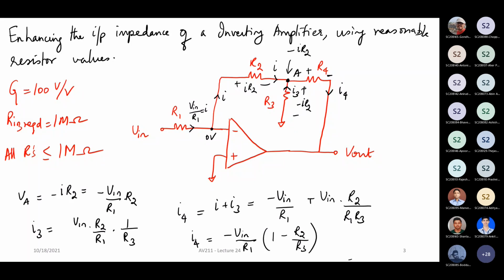Just a minute. Let me verify. V in by R1 is the current that is flowing through here. Minus I R2 is the voltage at node A. So minus IR2 divided by R3 will be the current which is flowing down. So yeah, you're right. Sir, in the expression for I4 also, I think we need to take V in by R1, not minus V in by R1. Yes, sir. Sorry, you're right. So basically, this is correct.